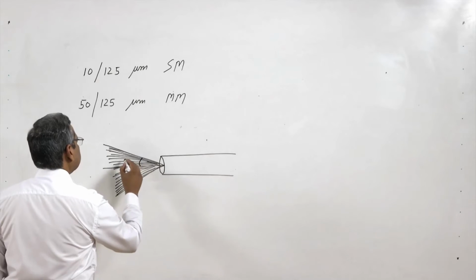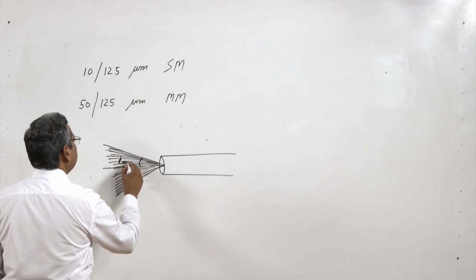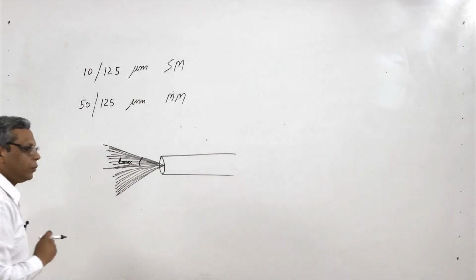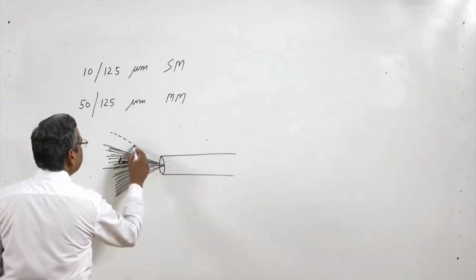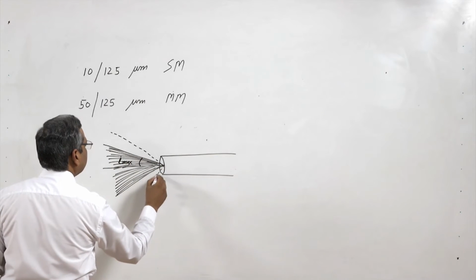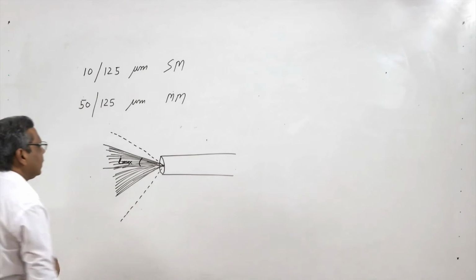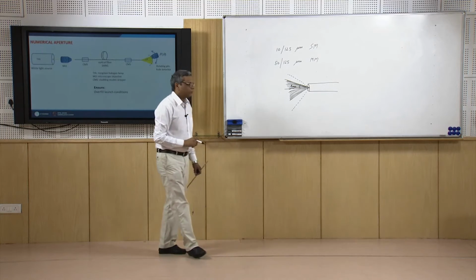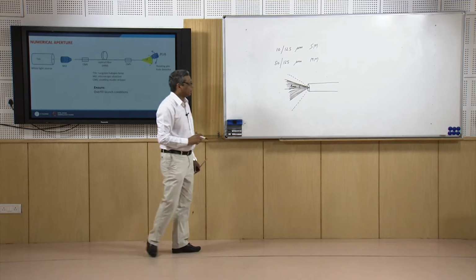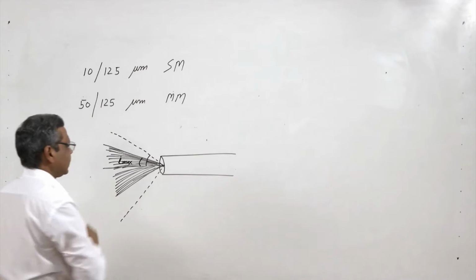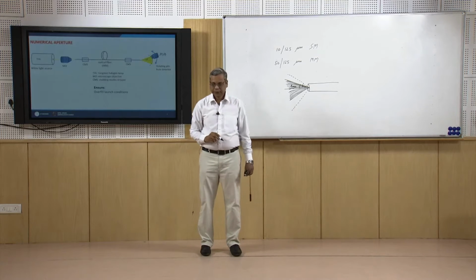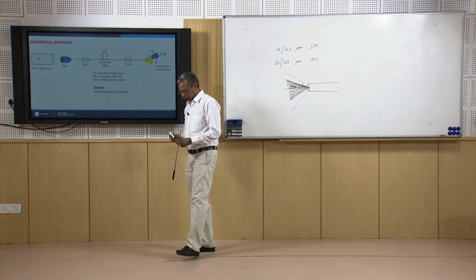Also, if this is I max, then you should use a lens of sufficiently high numerical aperture. So, the microscope objective or the lens should have a numerical aperture which is larger than the numerical aperture of the fiber.